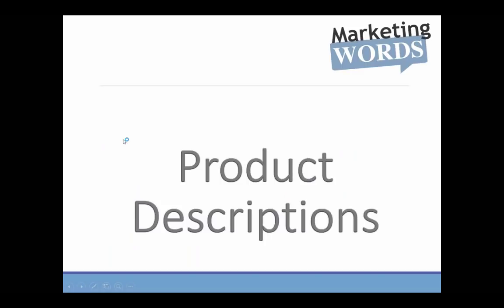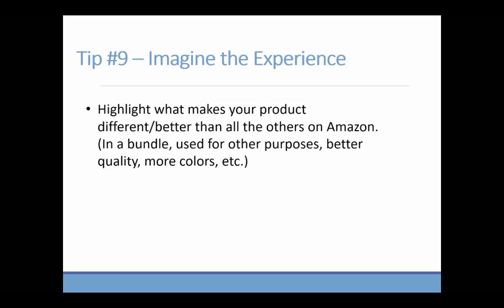Once you've gotten your title and your bullets, then it's time to move on to the product description section. And this is one of the best pieces of advice I can give you when it comes to writing product descriptions. Help your customers imagine the experience of using your product. Highlight whatever makes your product different or better than all the others on Amazon. Maybe it's in a bundle. Like we said a minute ago, perhaps there are other uses that people don't think of regularly that you can use this for.